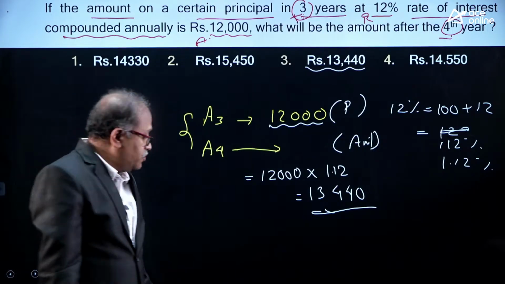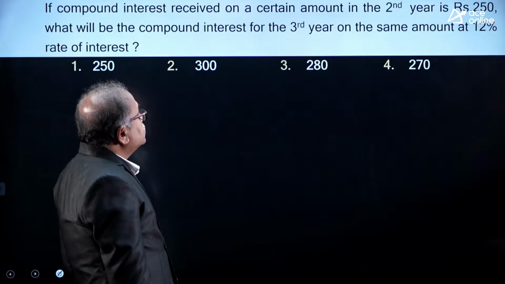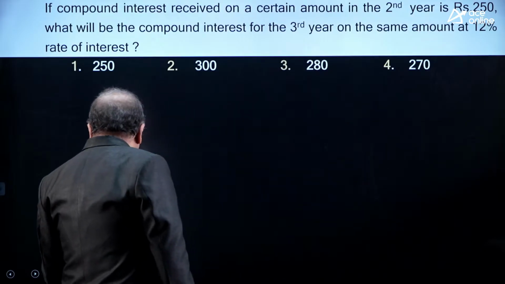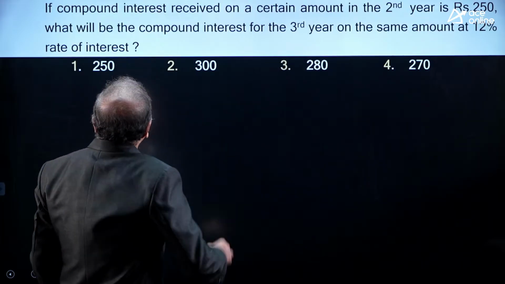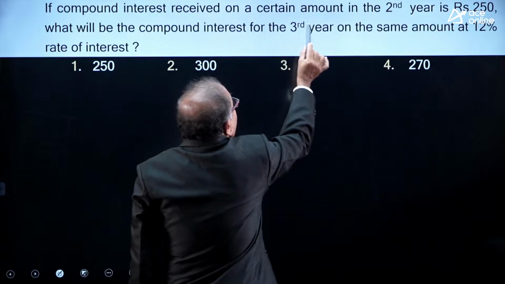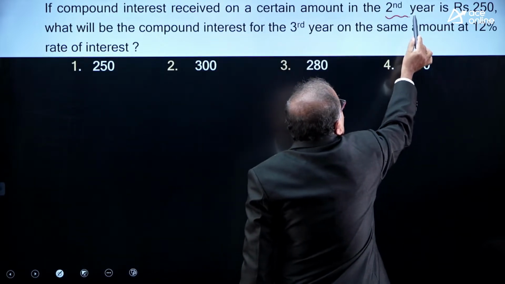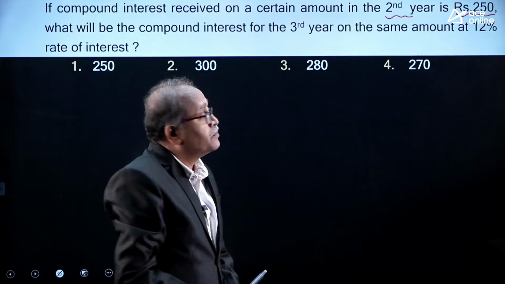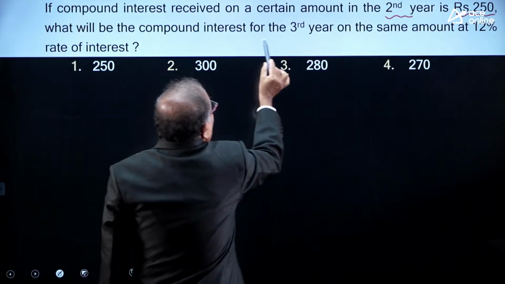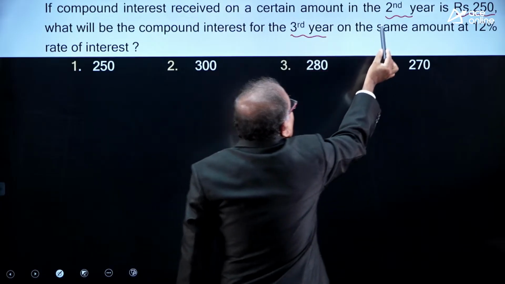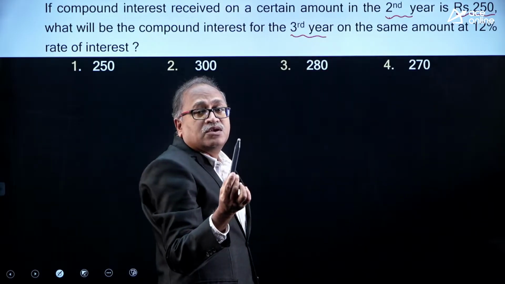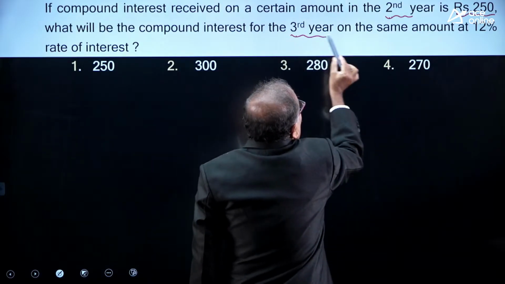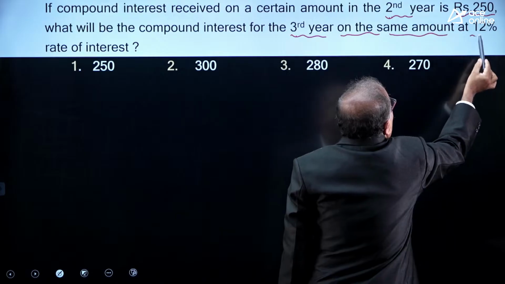Let me take you to the next question here, and the next question on your board is this. Look at this one. This again is a similar kind of question. Here the compound interest received on a certain sum for the 2nd year is given to us as 250. Now, what will be the compound interest at the third year? We have the second year interest, not the interest up to 3 years. I need to find the third year interest on the same amount at the rate of 12%.